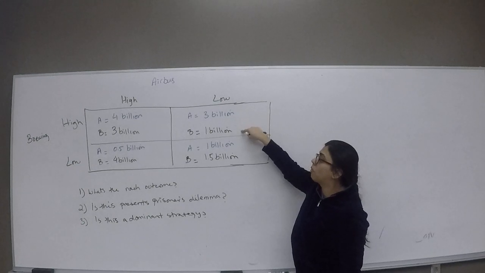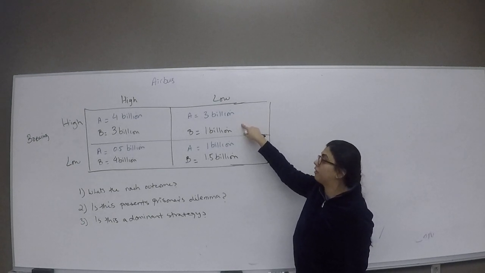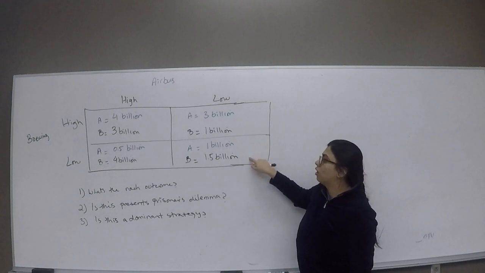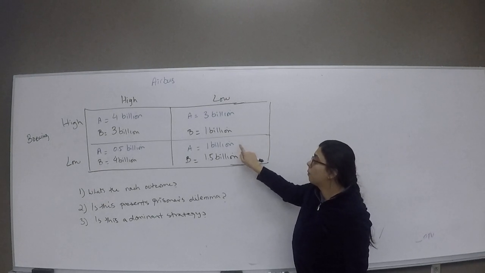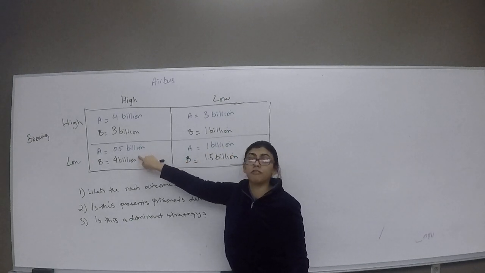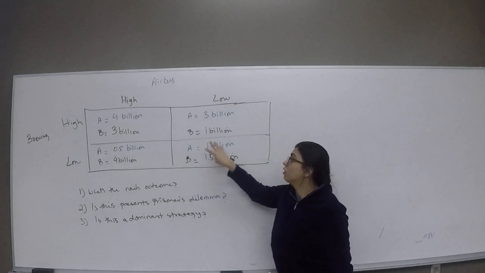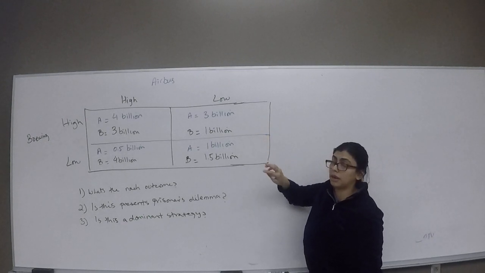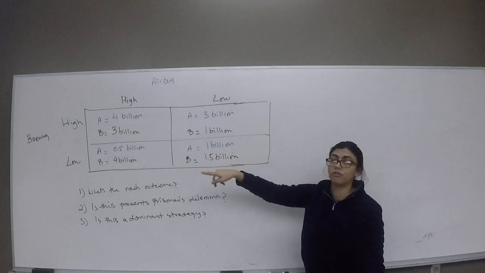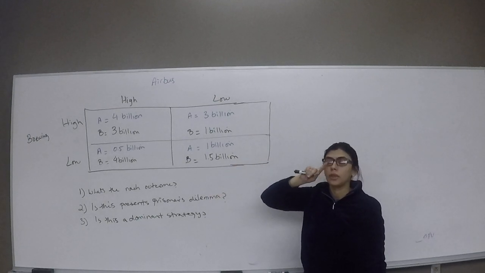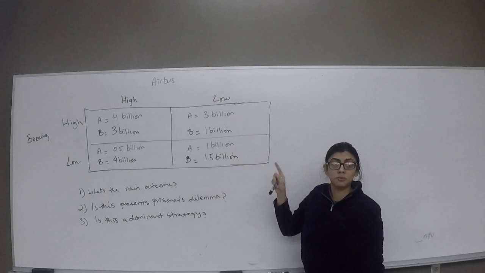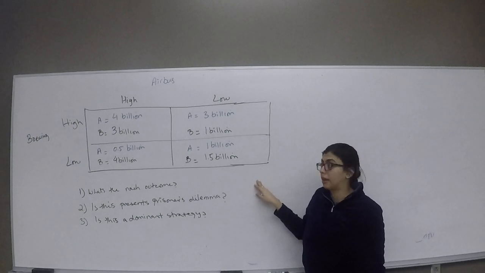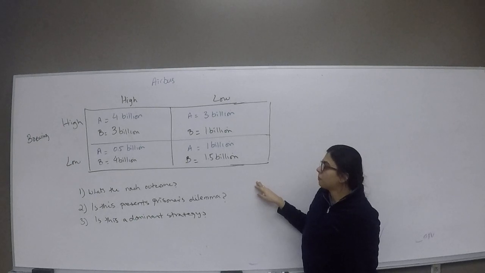If they keep it low and Boeing keeps it high, 3 billion, that's the best profit. Even if they keep it low and Boeing keeps it low, it's better, 1 billion is better than this 0.5 billion, right? So this, keeping it low for Airbus, is the best strategy. And the same is true for Boeing. So from both perspectives, you will arrive at the same conclusion that keeping it low is the best strategy.